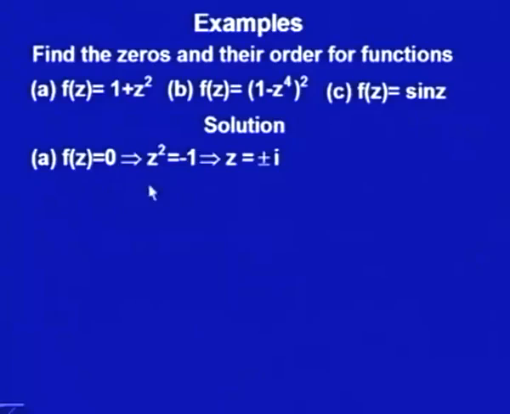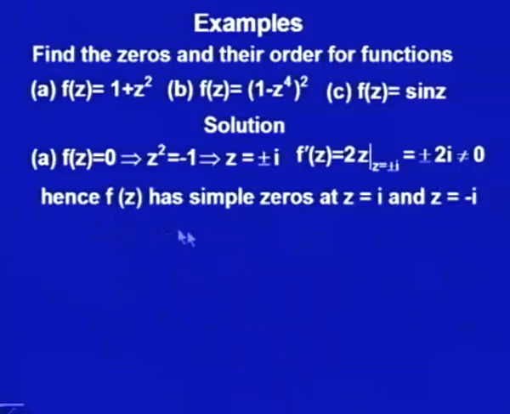Now, if I take f dash z, that would be 2z. So, at z is equal to plus or minus i, that would be plus or minus 2i, which is not 0. Hence, the zero is a simple zero. So, here plus and minus i are simple zeros of the function 1 plus z square.